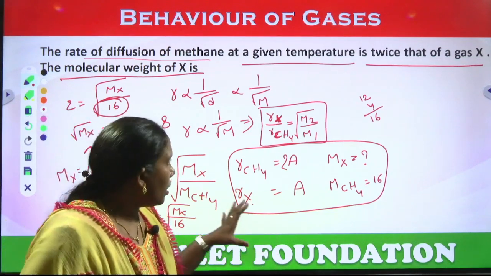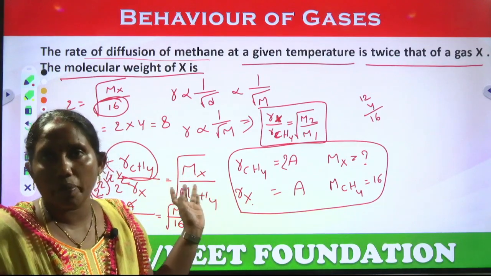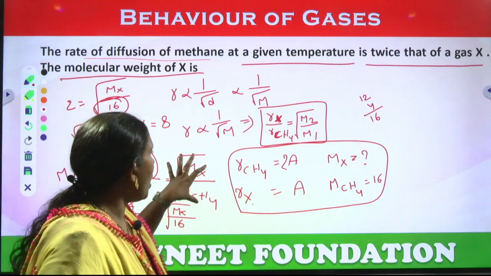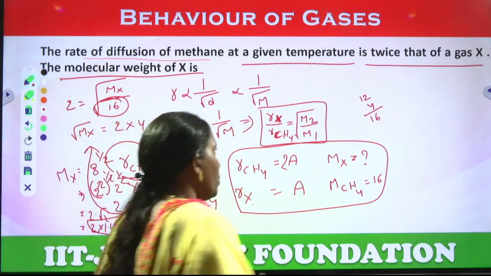So this is the process. First, what is the data given and which formula we have to use. Based on that we have to do this. You can get the doubt: how do we have to take it? Either we have to take Rx by RCH4. We can do it like that also.